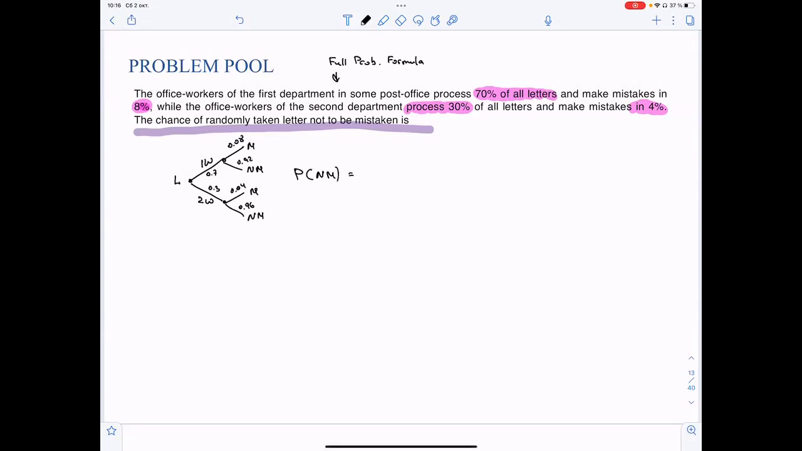So this comes from no mistake, and it was done by the first worker, plus no mistake, and it was done by the second worker. Here we have the probability of no mistake, given it was processed by the first worker, times the probability of the first worker, plus the probability of no mistake, given that it was processed by the second worker, times the probability of the second worker.